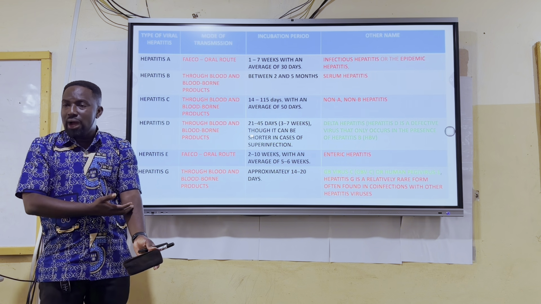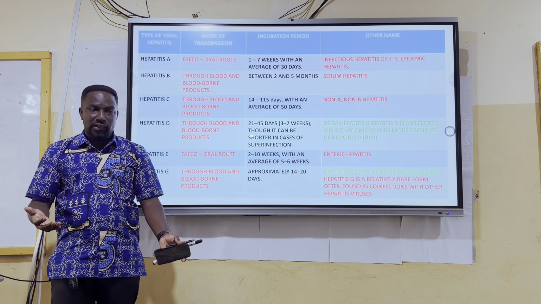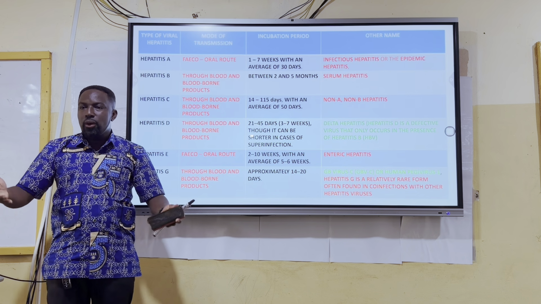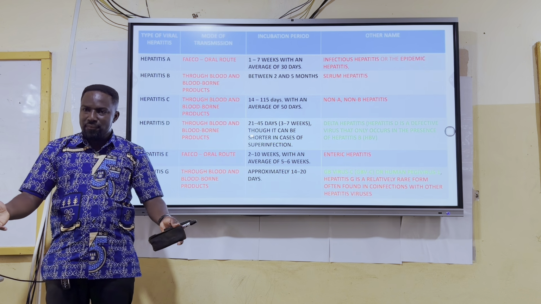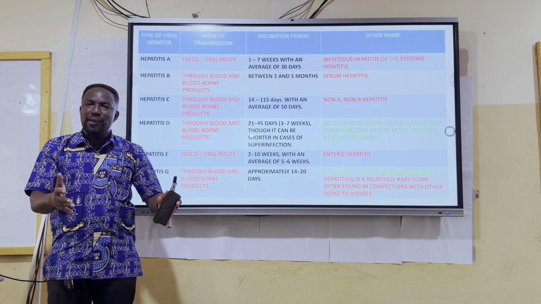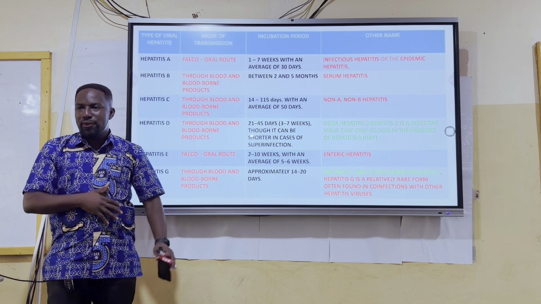Or you've been asked to go for blood transfusion. The doctor has requested that you should be given blood because you are anemic, and then the blood contains hepatitis B, C, D, or G virus. It can be transferred to you.